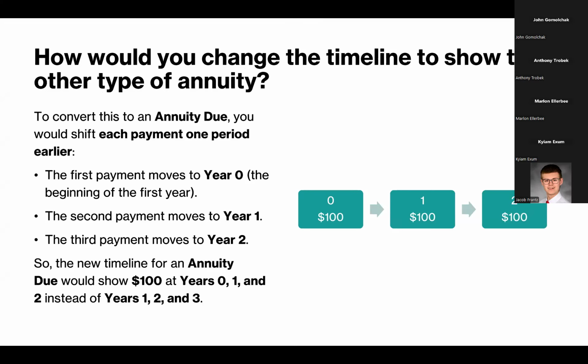The second part of that question was, how would you change the timeline to show the other type of annuity? To convert this to an annuity due, you would shift each payment one period earlier. So the first payment moves to year 0, the beginning of the first year. The second payment moves to year 1, and the third payment moves to year 2. So the new timeline for an annuity due would show $100 at years 0, 1, and 2 instead of $100 at years 1, 2, and 3.